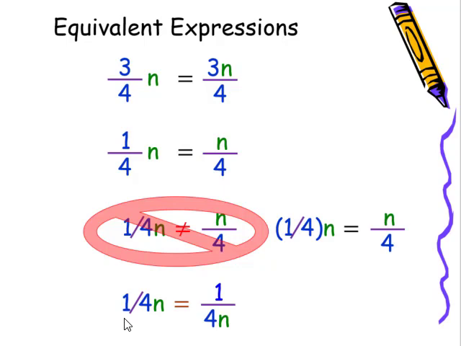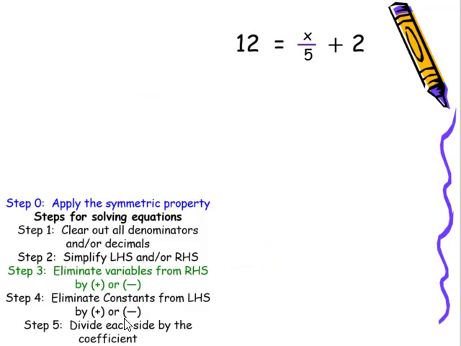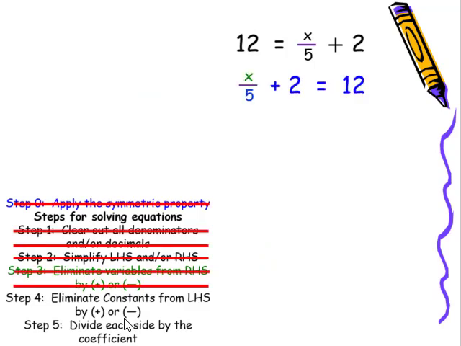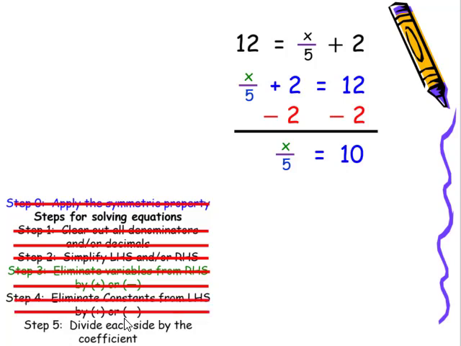Let's take a look at this next example. Since the variable's on the right side, we'll have to use the symmetric property. We're going to skip down to step number 4. To undo addition, we're going to subtract 2 from both sides. This will leave me with x over 5 is equal to 10. Step number 4 is complete.